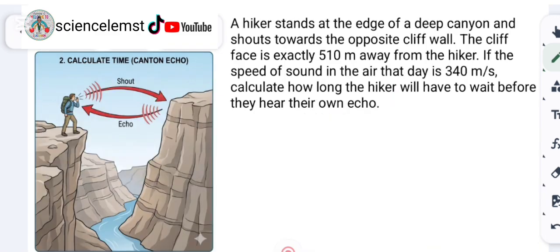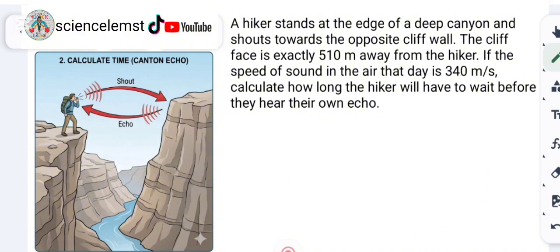Let's look at our second example. A hiker stands at the edge of a deep canyon and shouts towards the opposite cliff wall. The cliff face is exactly 510 meters away from the hiker. If the speed of the sound in air that day is 340 meters per second, calculate how long the hiker will have to wait before they hear their own echo.